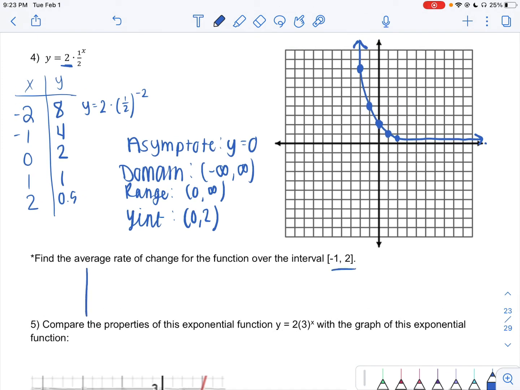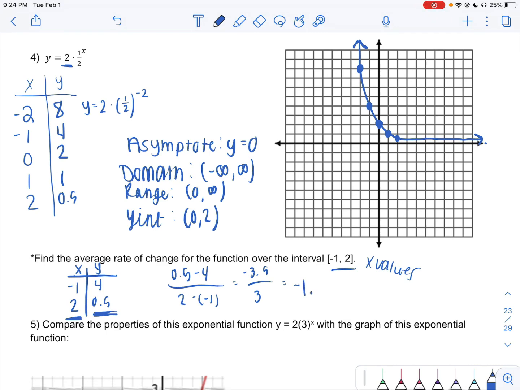Okay, average rate of change, these are our x values. So I'm going to make a baby table. My x values are 1 and 2. Well, if I look at my big table, I already have those values. So 0.5, my change in y over my change in x. Since I started with the bottom y, I'm going to start with the bottom x. So -3.5 over +3. Use your calculator and hopefully you get -1.167, and I rounded. So that is your average rate of change.